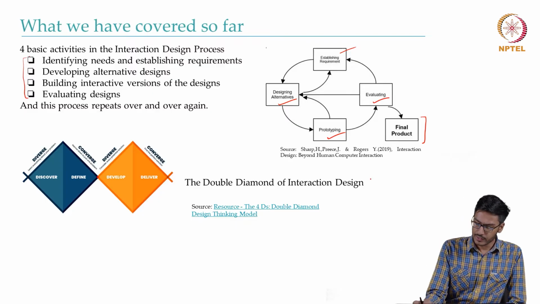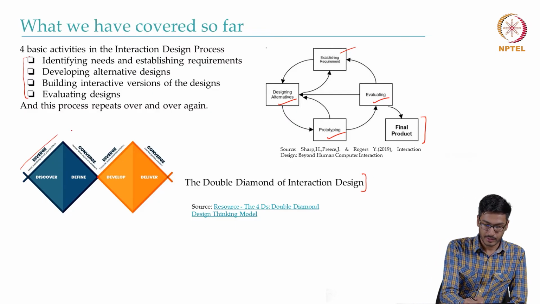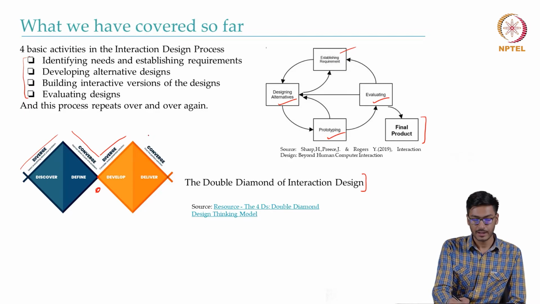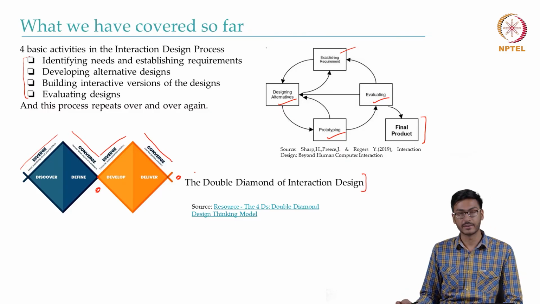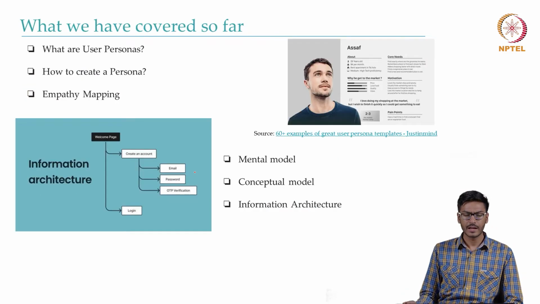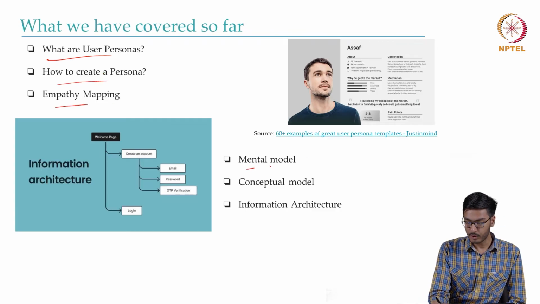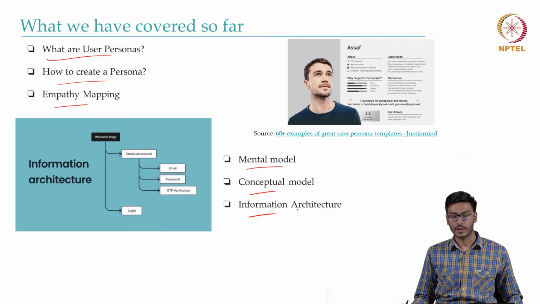Okay, next we covered the double diamond of interaction design, where we learned everything about our problem, then narrowed down to just one problem, which was our problem statement. Then we considered every potential solution for our problem, and then finally we made the perfect solution, which is our end product. Next we covered user personas, how to create user personas, and empathy mapping, followed by a mental model, conceptual model, and the information architecture, which is a part of the conceptual model.